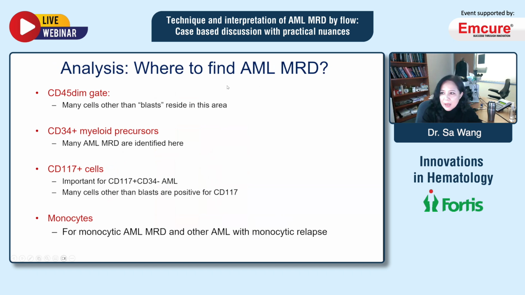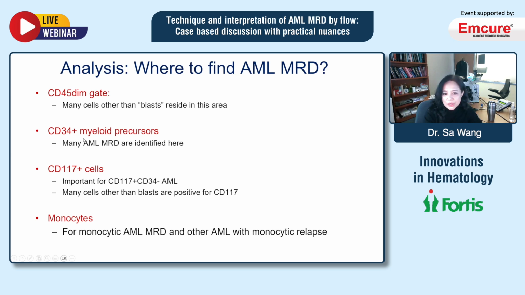So the next question, the technical one. We focus on a lot of technical issues: where to look for or find AML MRD. For B-ALL, we gate on the CD19, and from CD19, we look for MRD. But in AML MRD, where do you look for blasts? We commonly say the CD45 dim gate is the so-called blast gate. However, there are a lot of cells in this area. I will show you what the cells are.